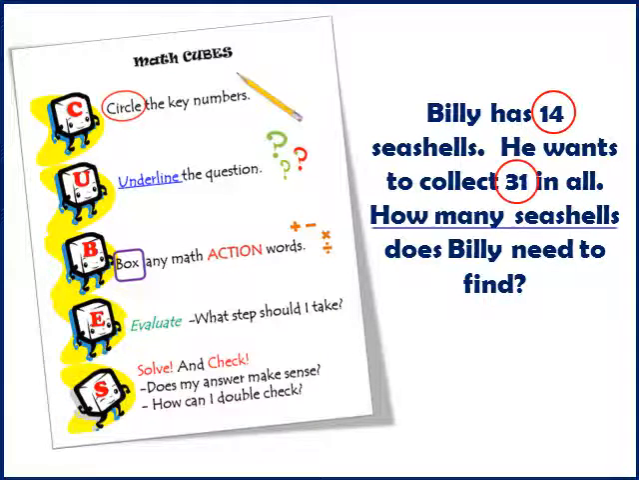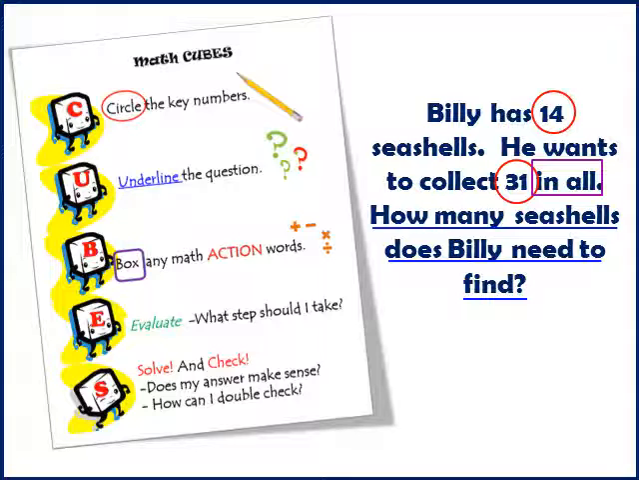Then it asks us to underline the question. Okay, we're underlining the question. Then it says to box any math action words. And when I dug a little bit deeper on Teachers Pay Teachers, I found out that the math action words are actually another way of saying keywords. So let's look and see if we see any keywords. I'm going to box in "in all" here. And then it says evaluate. So what steps should I take?